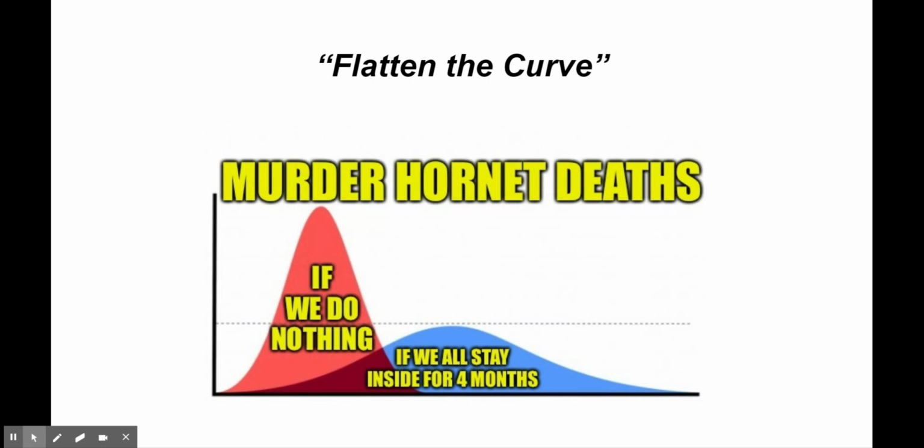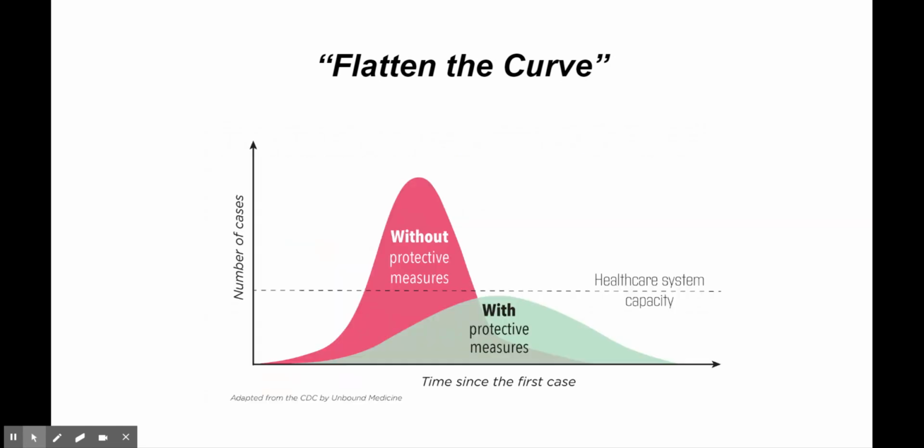And you guys have probably all seen graphs, maybe not the murder hornet deaths graph, but something like this, where you have two different kind of curves. One representing what happens if we don't do anything. One what happens if we all shelter in place, like good public health citizens. But on a side note, whatever happened to those murder hornets? Anybody know? Let me know.